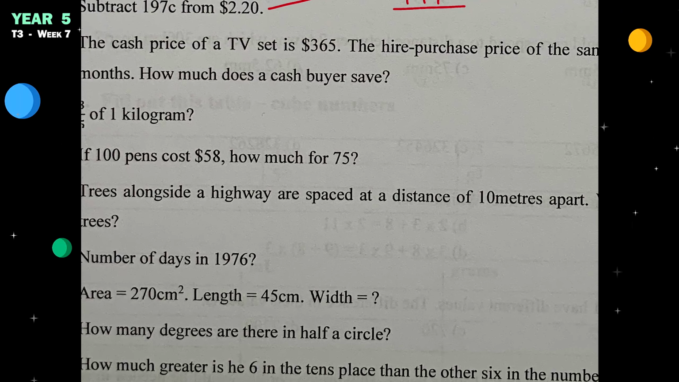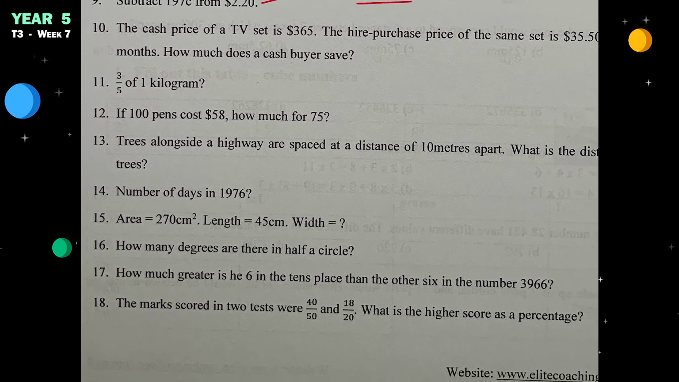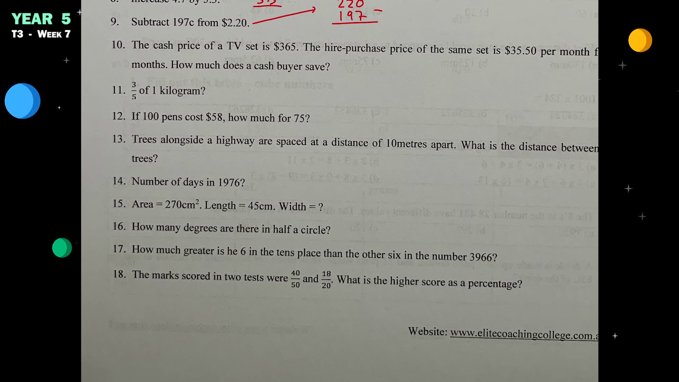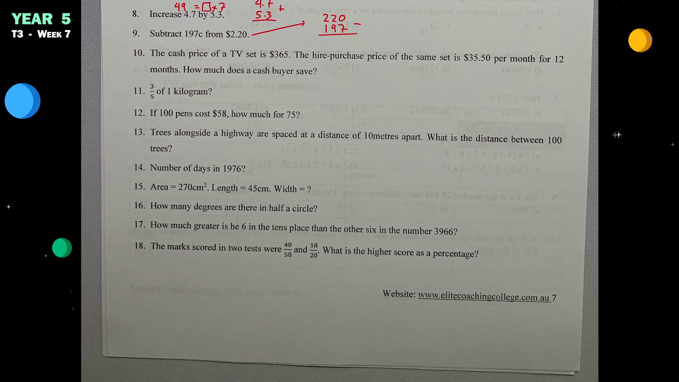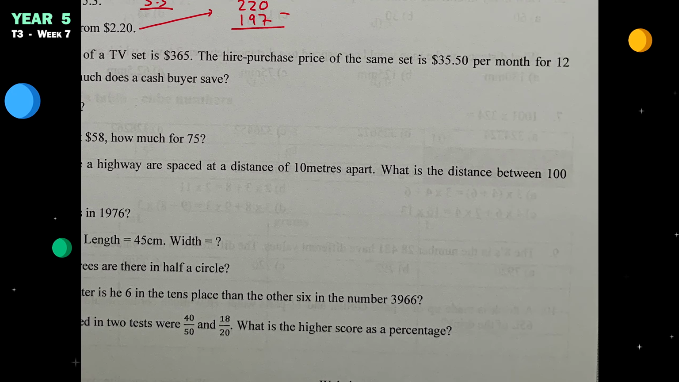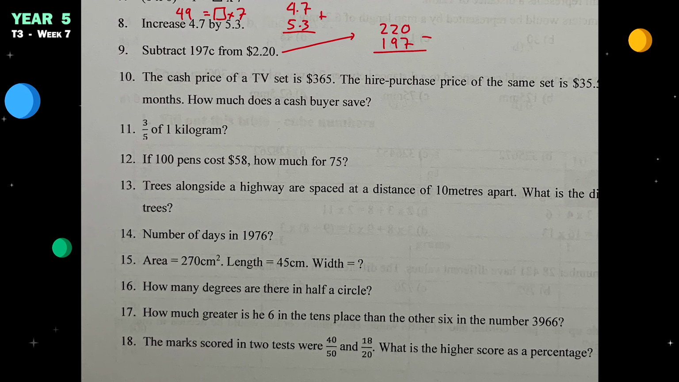Next one, the cash price of a TV set is $365. The higher price of the same unit TV is $35.50 per month for 12 months. How much does a cash buyer save? Okay, so let's see. If you buy a TV, it will cost you $365.